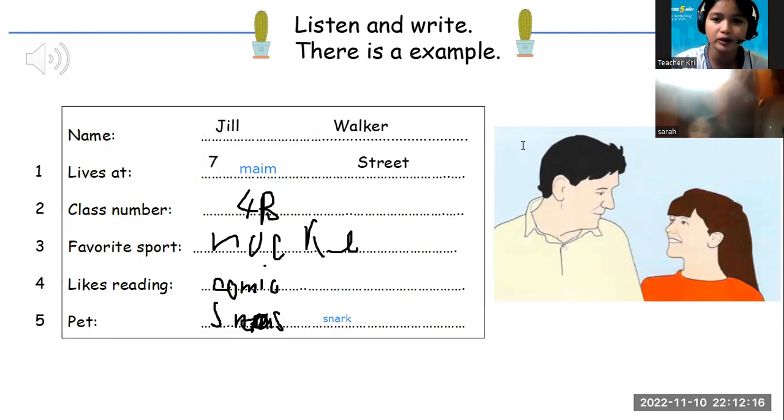So I am going to say your answer one more time. Okay, your answer for number one is M-I-M-A-I-M. Number two is 4B. Number three is, what is your answer for number three? It's, okay, how would you spell that?